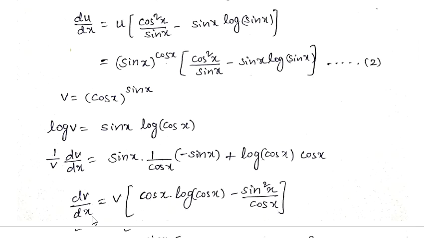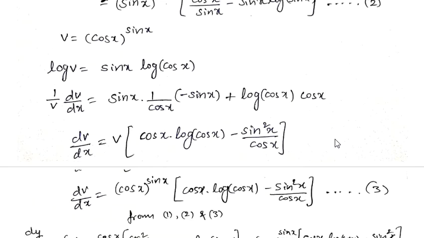So when you simplify here, sending v to this side, dv by dx is equal to v into, writing this first term, cos x log cos x, and this is minus sin square x by cos x. And in the place of v we write (cos x)^(sin x). Let us take this dv by dx as equation number 3.